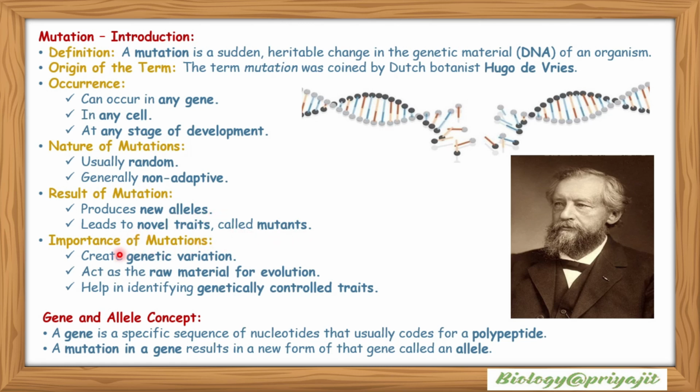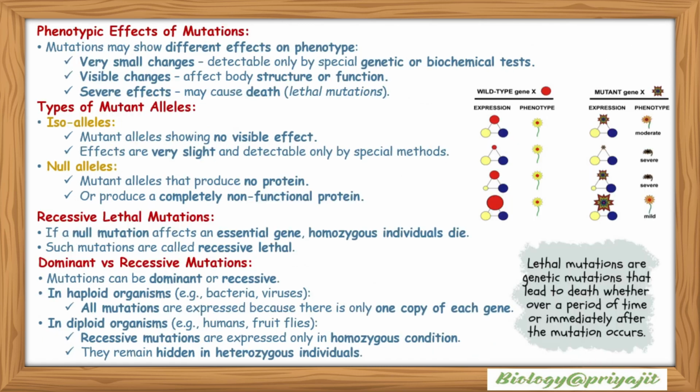So what is the importance of mutations? It creates genetic variation. It acts as the raw material for evolution. It helps in identifying genetically controlled traits. So what is the gene and allele concept? A gene is a specific sequence of nucleotides that usually codes for a polypeptide, and a mutation in a gene results in a new, alternative form of that particular gene, which is called an allele.